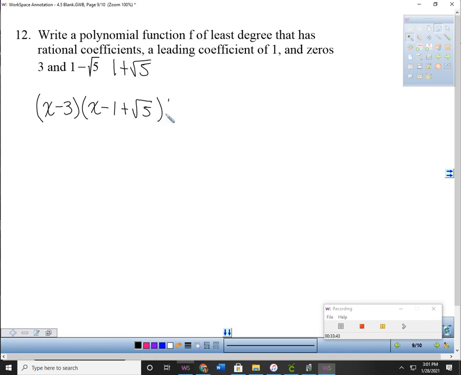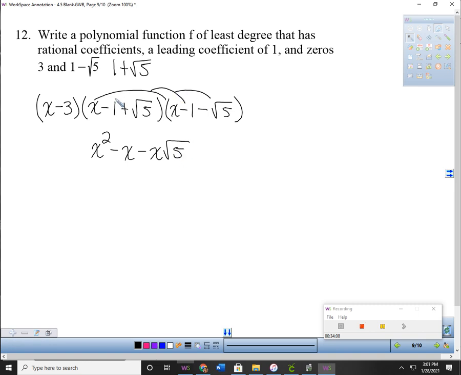And then I have x minus 1 minus the square root of 5. And we are going to start with the back 2. So x times x gives me x squared. X times negative 1 is negative x. X times negative square root of 5 is negative x square roots of 5.